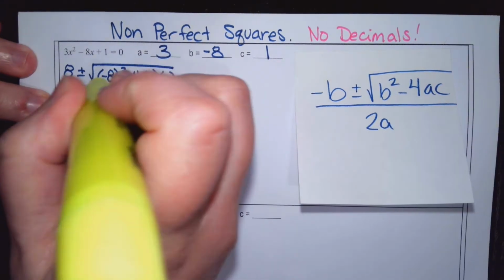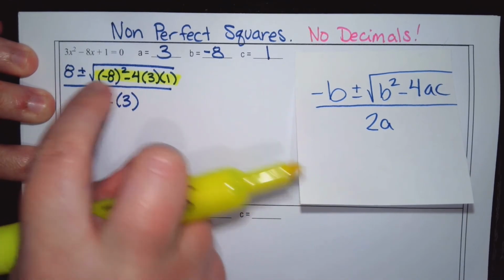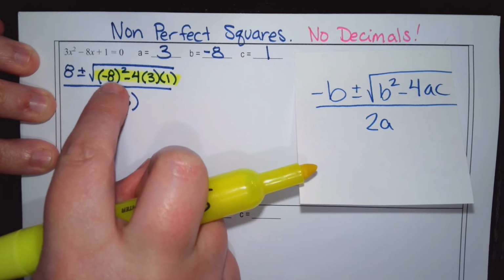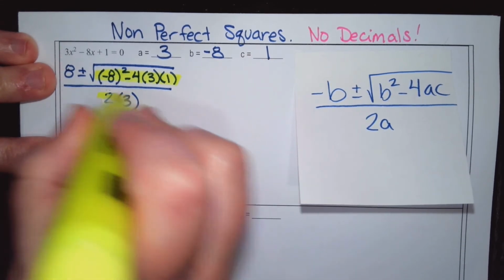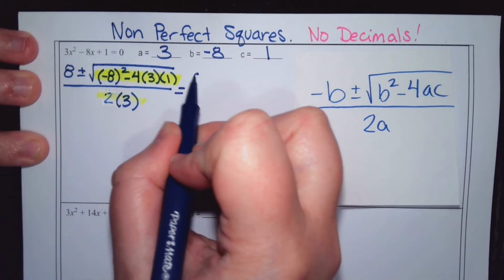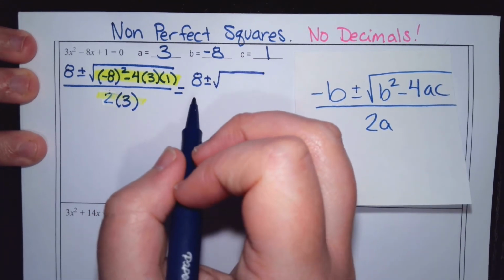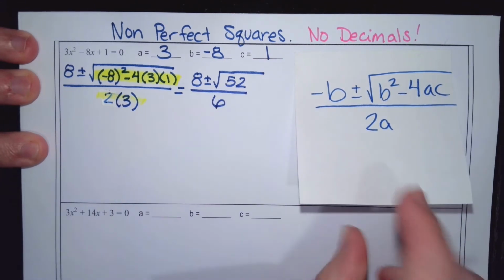Same process. We're going to simplify inside the square roots. Now, make sure you keep the parentheses when you're multiplying this out. Parentheses need to be around this negative 8 before you square it. Otherwise, it will not come out correctly. And we simplify the bottom. So we get 8 plus or minus the square root of 52 all over 6.